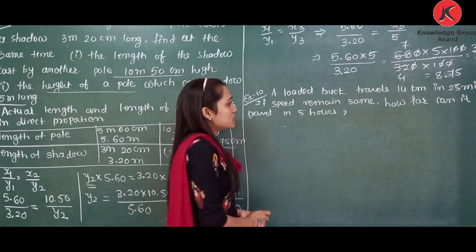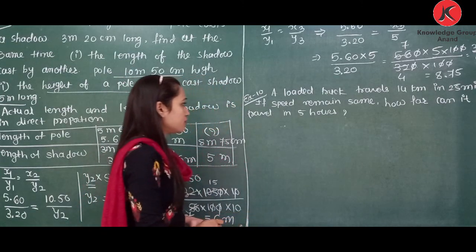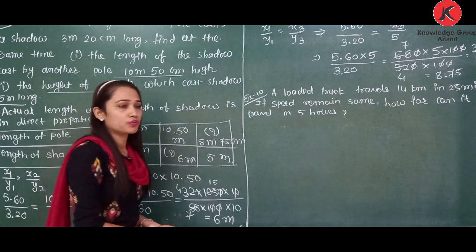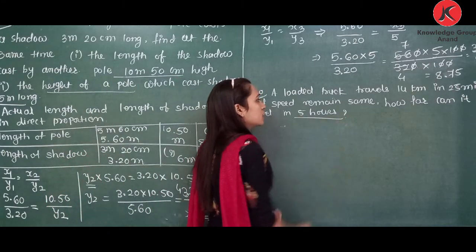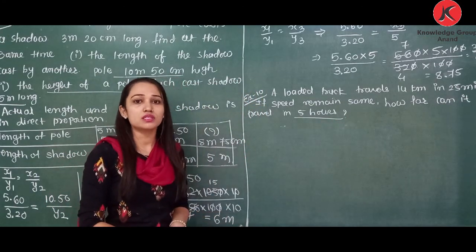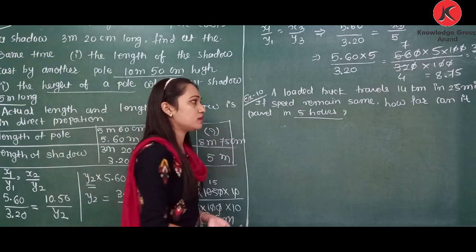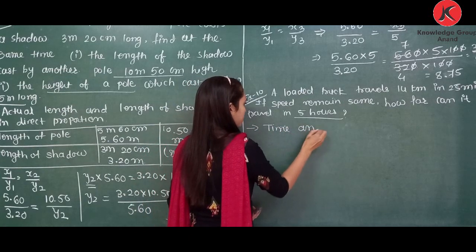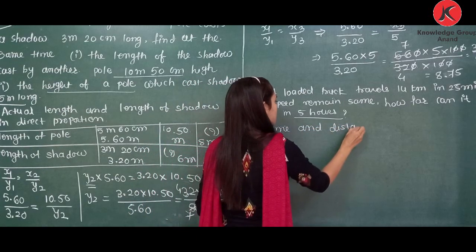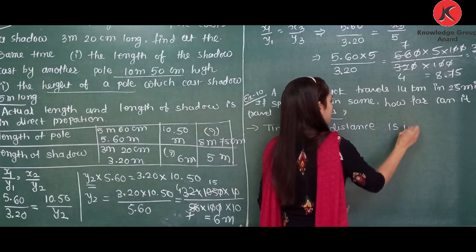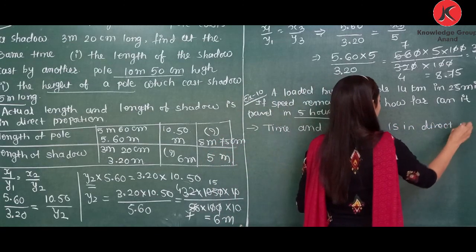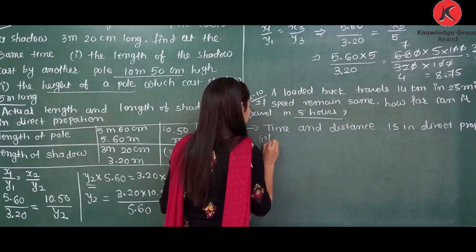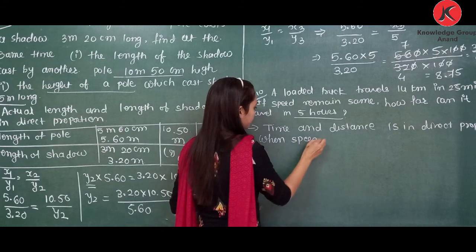A loaded truck travels 14 km in 25 minutes. If the speed remains same, how far can it travel in 5 hours? If time is increased, distance is also increased, and if time is decreased, distance will also decrease. So that will be in a direct proportion. So we can write time and distance is in direct proportion when speed is same.